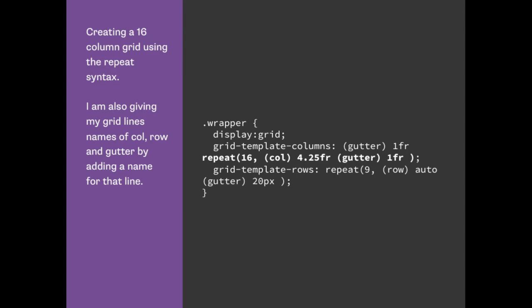So what we're doing here is we're naming the lines. Gutter is the line before the gutter column. Col is a line before the content column. We start with a gutter, then we repeat 16 times col and gutter. You can also see I'm using flexible length units, so the columns I'm using as gutters remain in proportion to the actual columns. So the layout can flex. It's a flexible grid, rather than a fixed pixel width one.